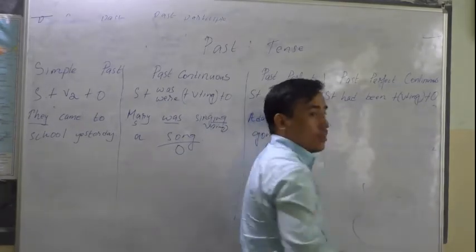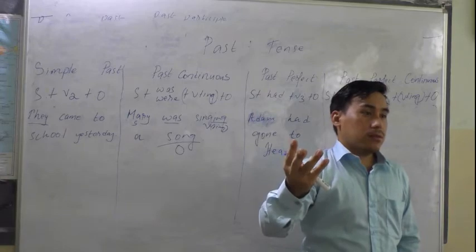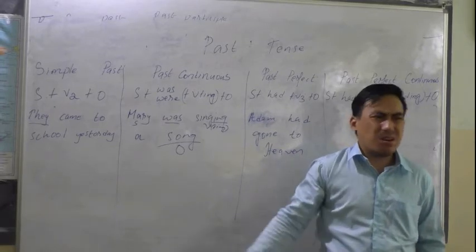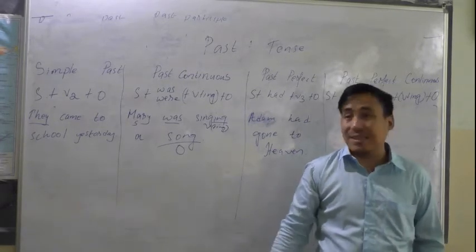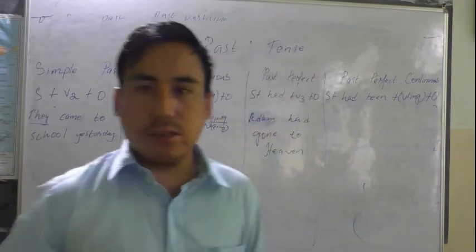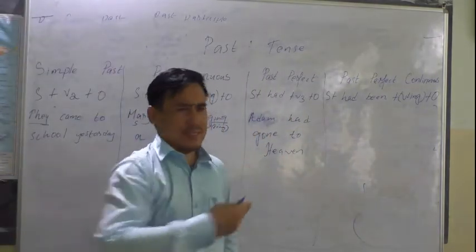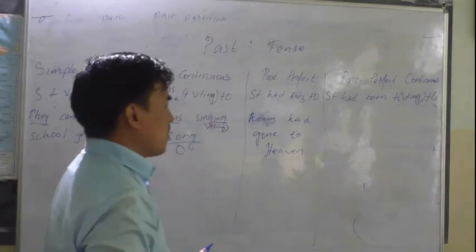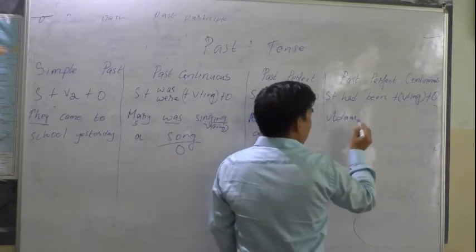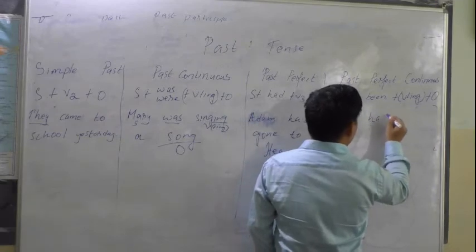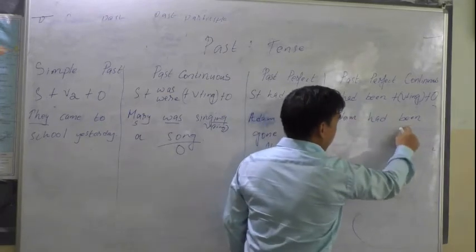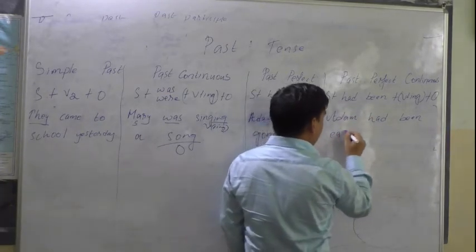Had been plus ing, remember, you can just directly say that it is past perfect continuous. You get my point? That's how it is. Very simple. Very easy to do that. Any sentence. Got it? Okay. So now let's convert it into a sentence. Adam had been, subject, had been plus verb ing, so eating.